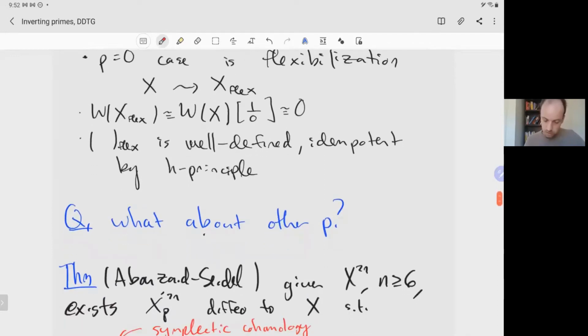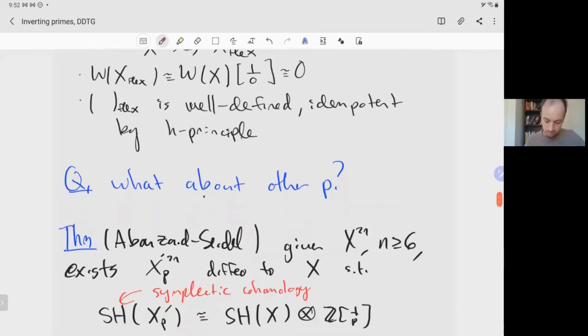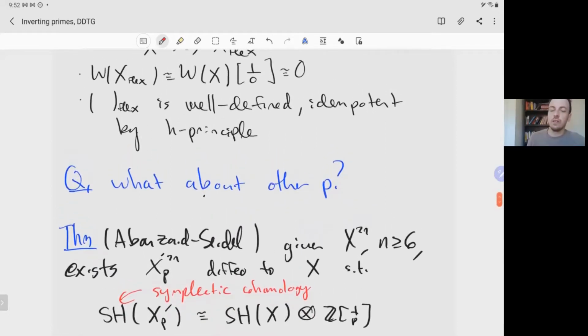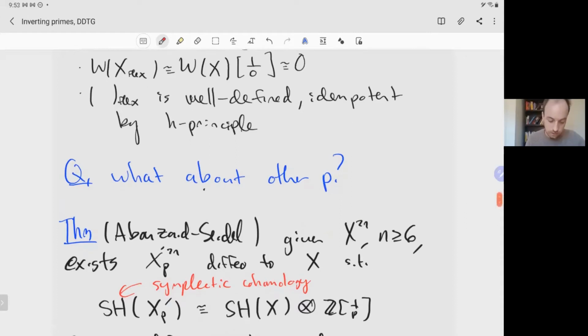results proven by Abouzaid and Seidel roughly 10 years ago, which says the following: given a Weinstein domain X, where the dimension 2n is at least 6, there exists some other Weinstein domain X_P with a prime over it, which is diffeomorphic to X, and its symplectic cohomology is the localization of the symplectic homology of X. And the symplectic homology is some invariant you can extract from the Fukaya category, but it is a weaker invariant. I mean, it's just some kind of algebra as opposed to the Fukaya category, which is a category.